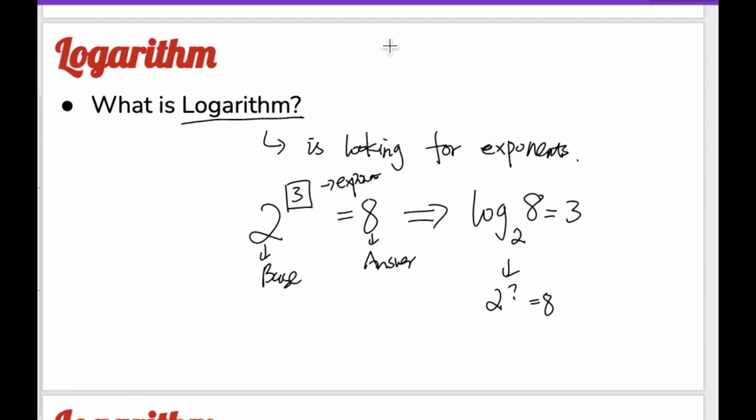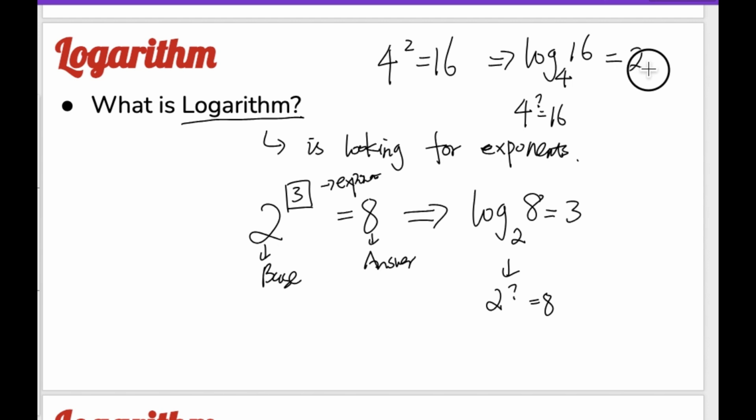Let's see another example. 4 to the second power is 16. When we write it in log form, this is how we write it. Log, again, and then we put the base as 4, and then the answer 16. This question asks us 4 to what power is 16? The answer is 2. That's how we write the exponential form in logarithmic form. Of course, in different scenarios, we are going to use a calculator to get the answer, because it's not always easy to use mental math. But that's something we're going to introduce in future lessons. This is the basic introduction for the log.